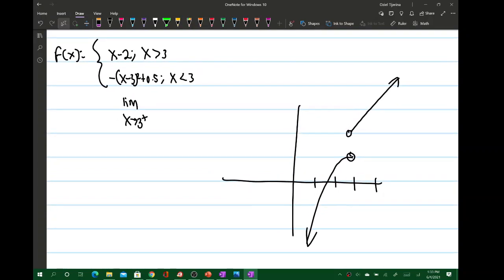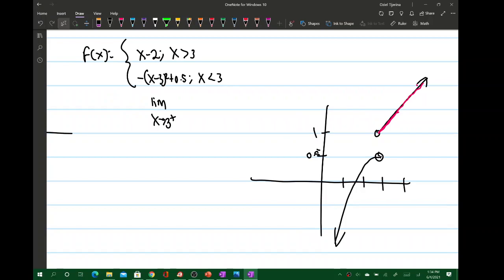Now we want to find the limit as x approaches 3 from the right side. If we grab our pen and look at this part, what is it getting closer to? Actually, hold on. Let's pretend that this is 0.5 and this is 1. So it's getting closer to 1, right? So the limit as x approaches 3 from the right of f of x is equal to 1.